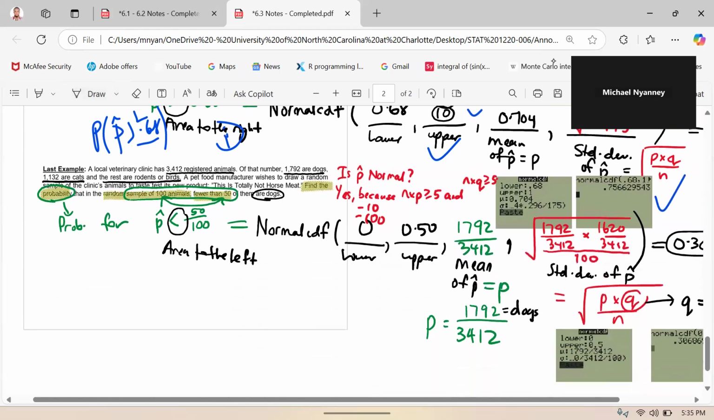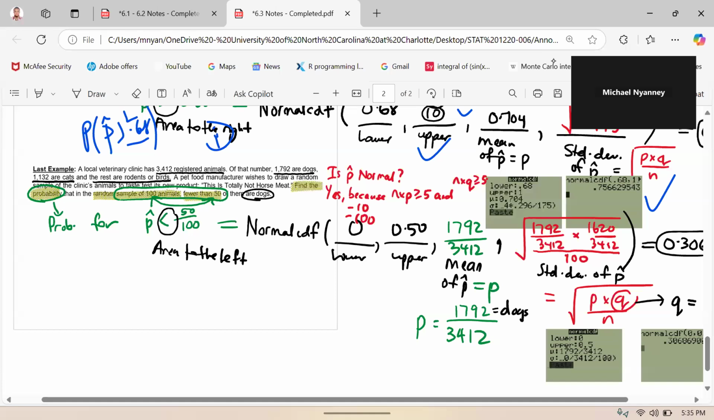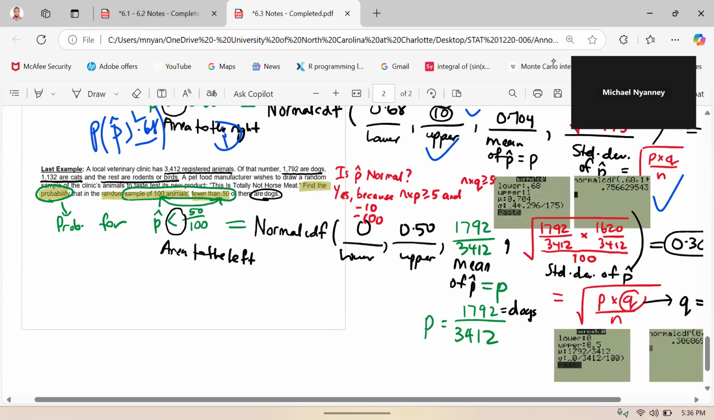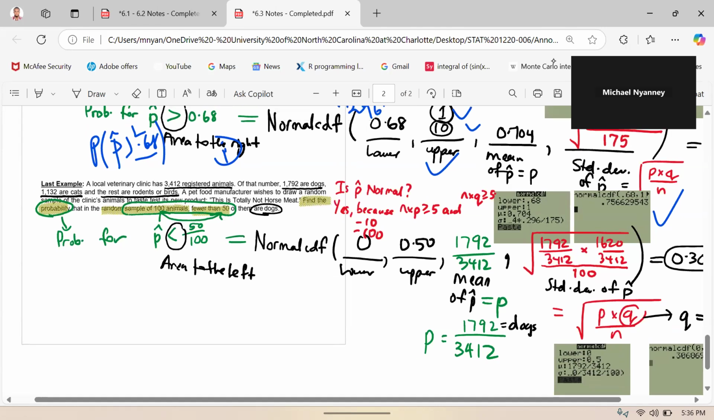So the same idea that you're applying, but here is an interesting example. A local veterinary clinic has 3412 registered animals, the total number of animals. So this is our population. And of that, you can find the proportion of dogs in this population. That would be 1792 over 3412. This would be the population parameter, the population proportion for dogs. Okay, you can do the same for the other animals.